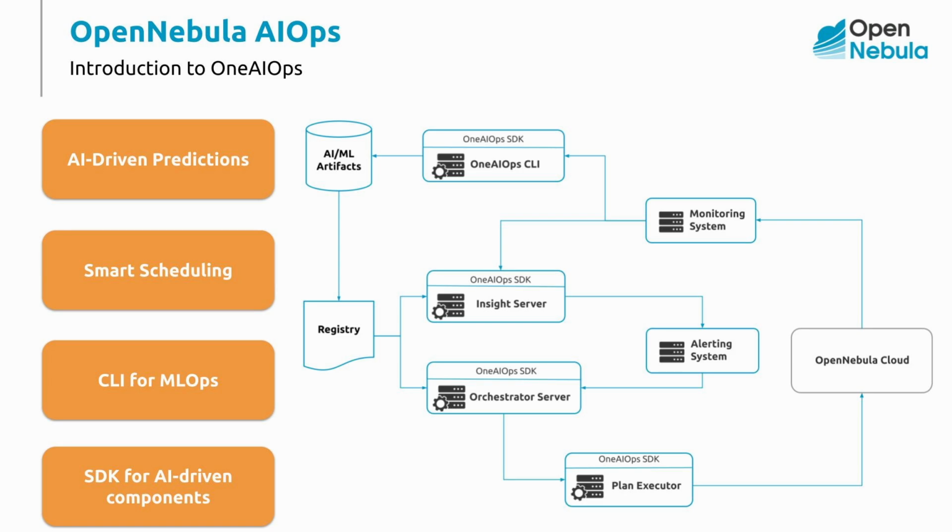OneAIOps software development kit is the Python-based API designed to interact with OpenNebula cloud deployments. It allows the retrieval of information about OpenNebula entities such as virtual machines and hosts, access to the historical data related to the entity metrics, and generation of metric predictions.